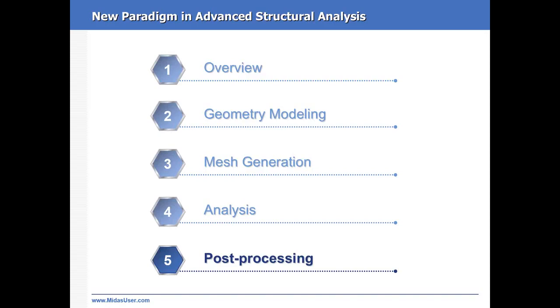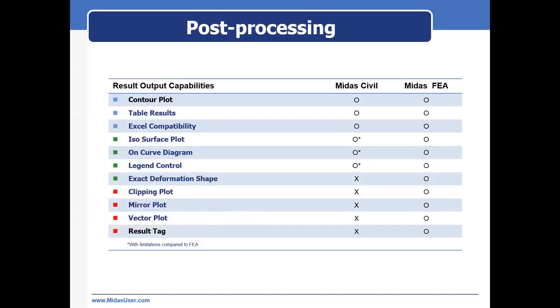After taking a look at all these analysis capabilities, let's move on to post-processing results. If you see this table, you can find out that there are some post-processing results of FEA which are not at all available in civil. Actually, these are the advanced, powerful post-processing capabilities of FEA, and because of these, it makes FEA quite convenient for giving results for complex geometries.